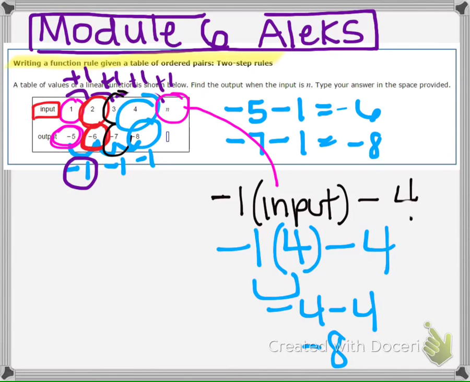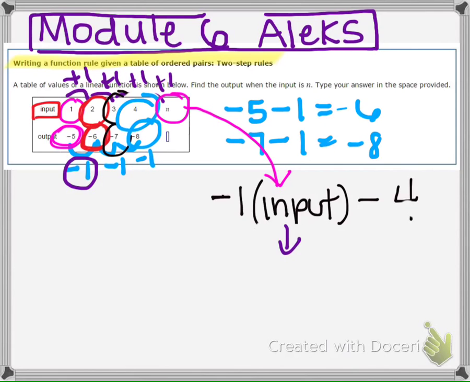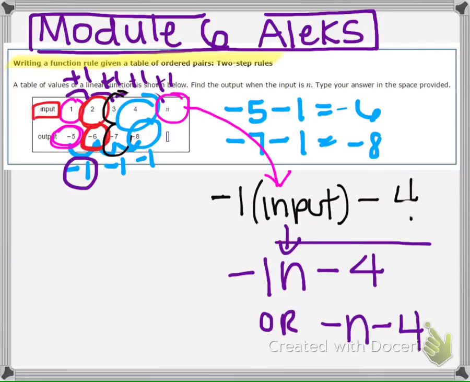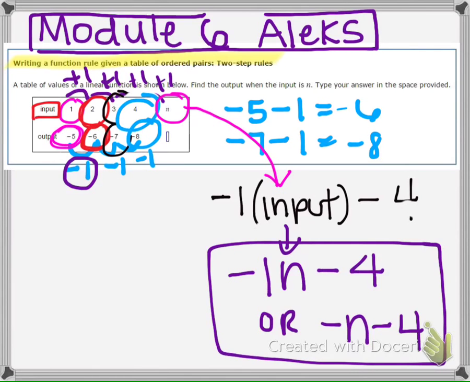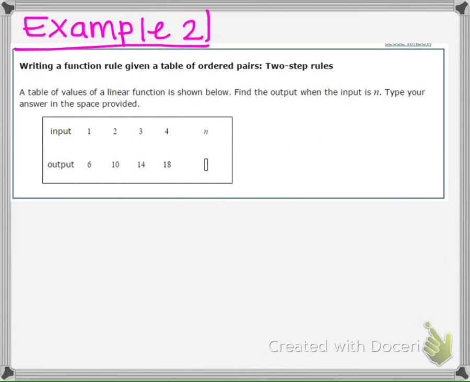So if we input an n, our equation would look like this, which is the same thing as -n minus 4. That is our answer. Let's go ahead and try one more.